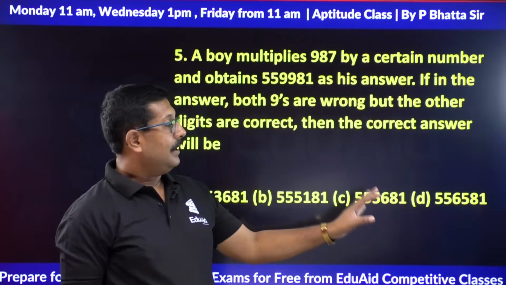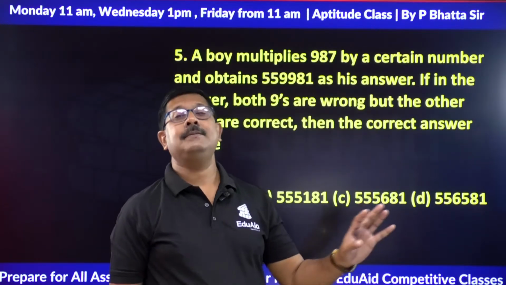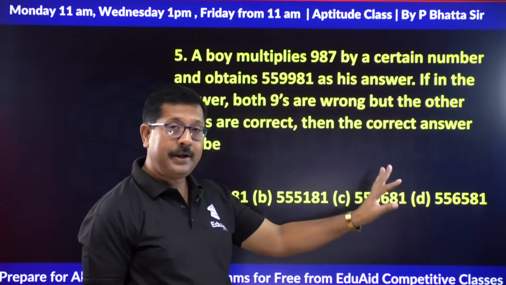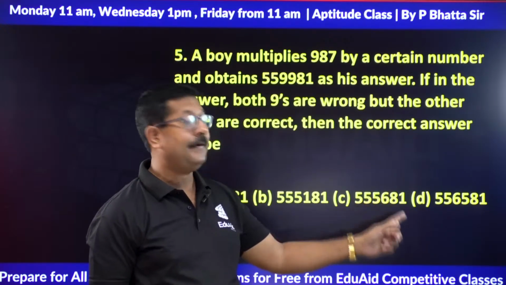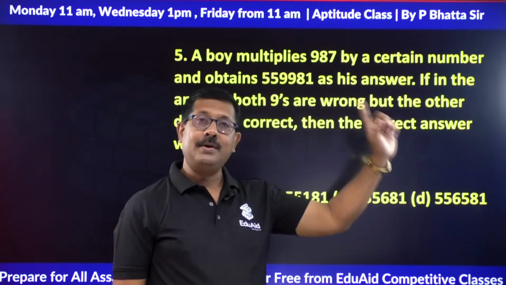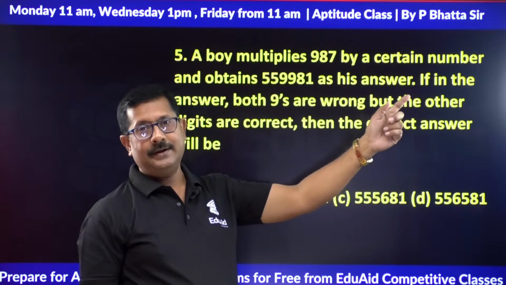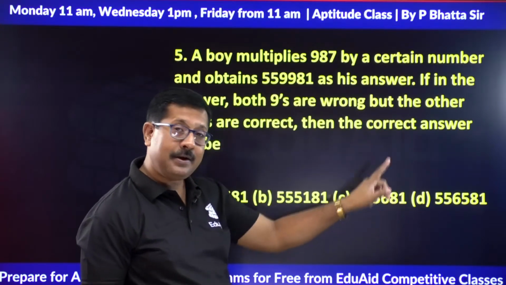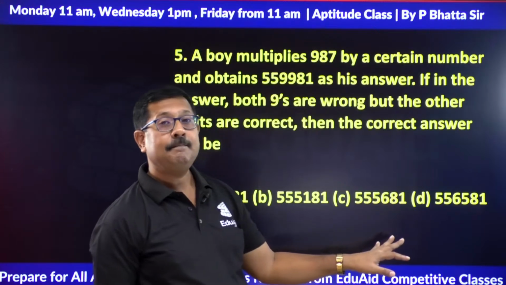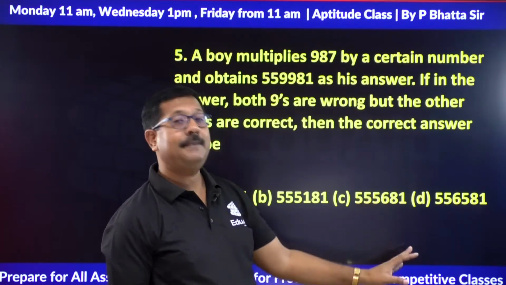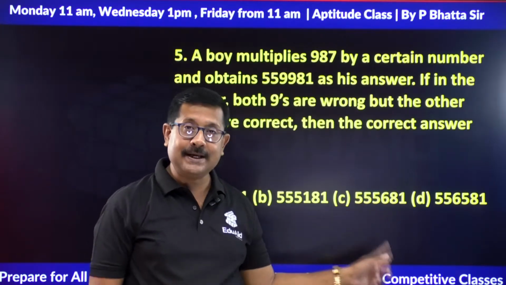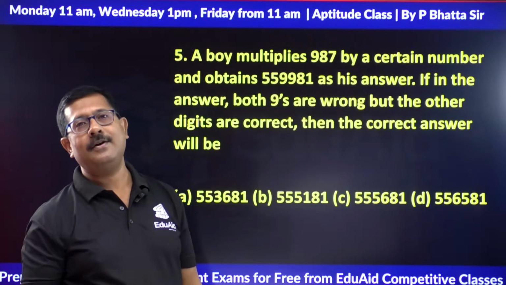What am I doing? How do we check whether a given number is divisible by 7 or not? First you omit the units digit. After omitting the units digit, the number becomes 55568. After that, whatever units digit is omitted, you double it. 1 into 2, then subtract that 2 from the resulting number 55568. Now 55568 minus 2 is 55566. Then you have to check whether this resulting number 55566 is perfectly divisible by 7 or not.